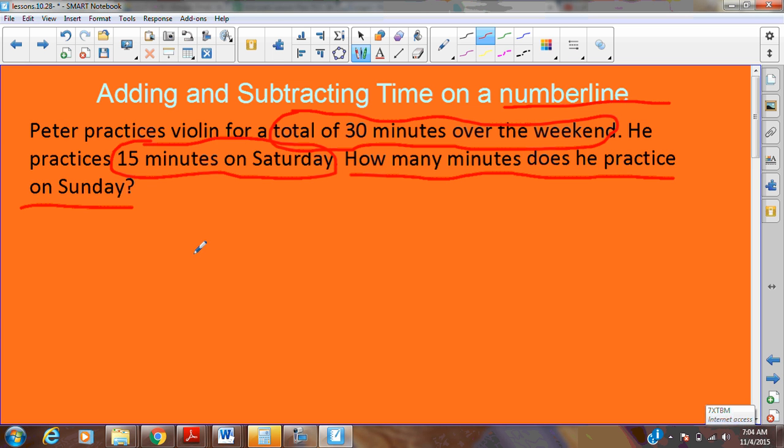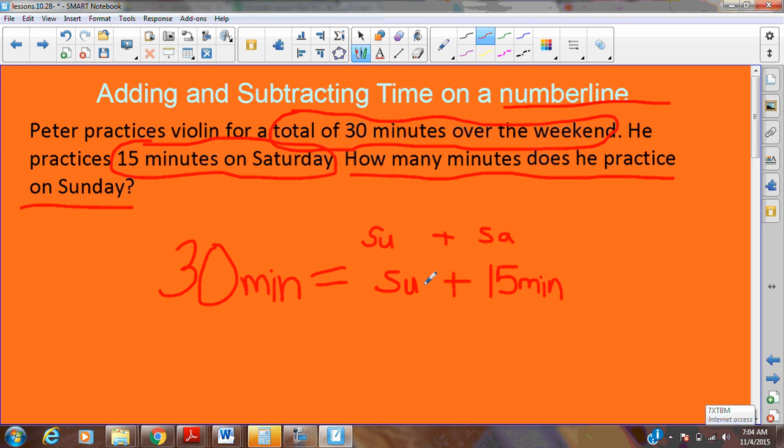How many minutes does he practice on Sunday? So if I know the total, so I know that there's a total of 30 minutes that he practices over the weekend. And I know that total is equal to what he does on Sunday and what he does on Saturday. I know that he practices for 15 minutes on Saturday. What I don't know is how many minutes he practiced on Sunday, and that's what I'm being asked to do. So my job is to find out how many minutes he practiced on Sunday.